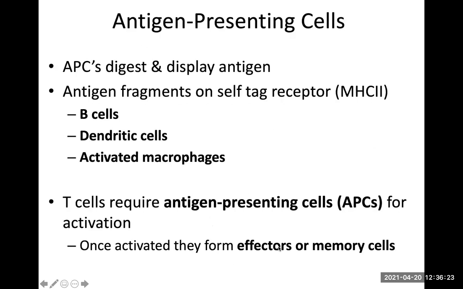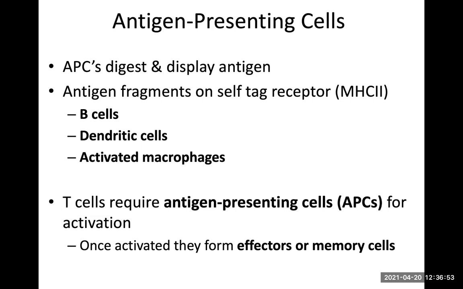So what are antigen-presenting cells? These are specialized cells that are able to digest and display antigen, right? Antigen fragments can then be presented on the self-tag, which would be the MHC2. Which cells are capable of doing this special antigen processing? B cells, which we already saw. Dendritic cells can do it too, and activated macrophages can also do it.